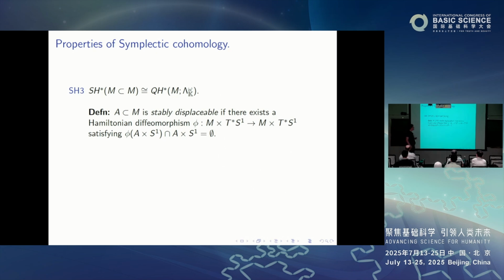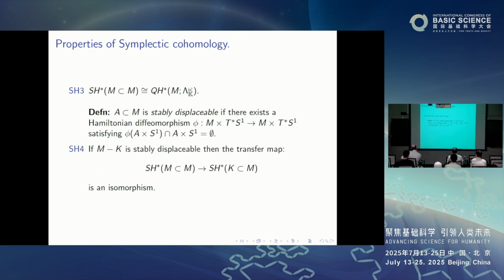So an example of a stably displaceable set, I'll talk about this in a minute, is like, say, CP^(n-1) inside CP^n. CP^(n-1) is not displaceable because it intersects itself, but it's stably displaceable.